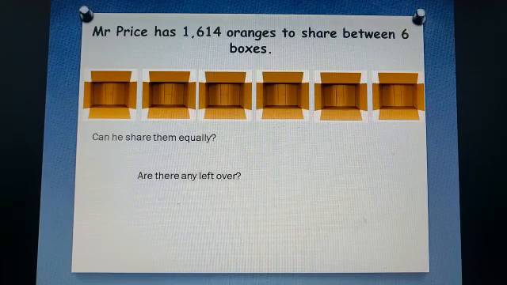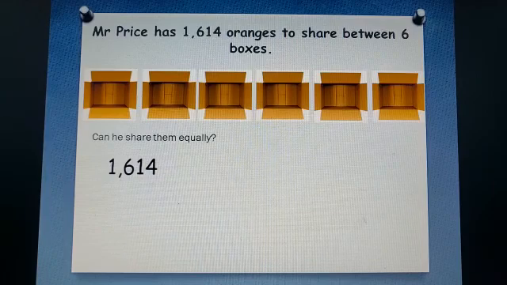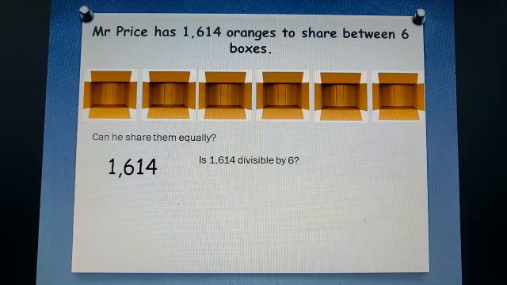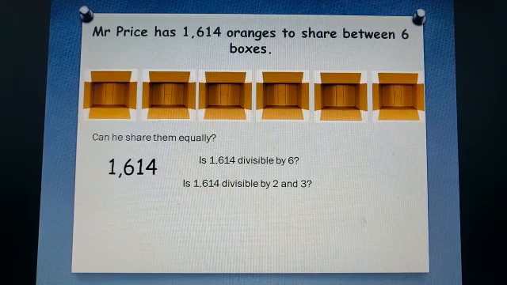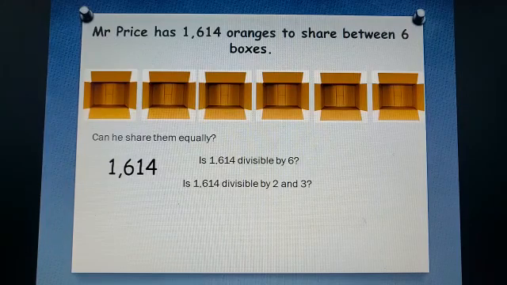So let's take it question by question. So can he share 1,614 equally between 6 boxes? We've looked at divisibility in the past. So is my number divisible by 6? Can you remember the rules? It needed to be divisible by 2 and 3. My rules for 2 and 3 are, if the number is even, it can be divided by 2. And if you add the digits and the sum is that of a 3 times table, it can also be divided by 3. So let's have a look.